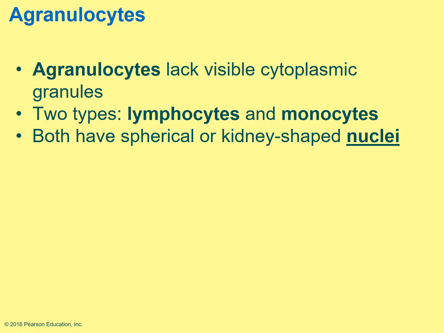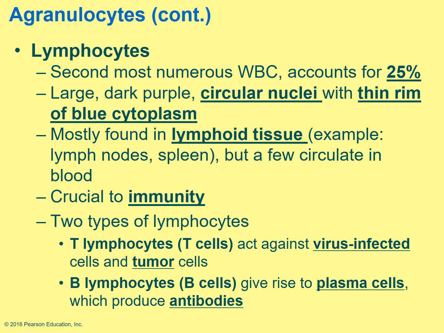And then remember we have the two agranulocytes. There's two different types of these, the lymphocytes and the monocytes. Both of them obviously are going to have a nucleus in them. They will not have the granules in the background of them. The lymphocytes are the second most numerous of the white blood cells. They account for about 25%. So they're going to have a very large, dark purple circular nucleus. It's going to comprise most of the cell.